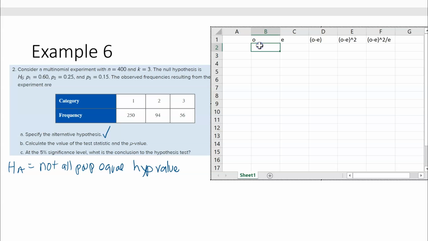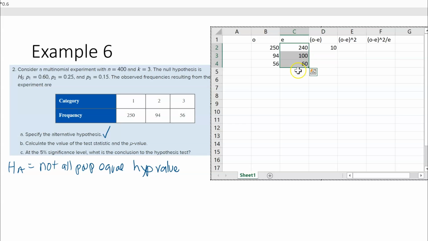All right, now remember that these are frequencies. So our observed frequencies are 250, 94, and 56. Now our expected frequencies come from the n, 400, times the probabilities, 0.6. This is what we expect to happen based on our probabilities. Times 0.15. Okay, so now we're going to do O minus E. Drag it down. Oops, I always forget.